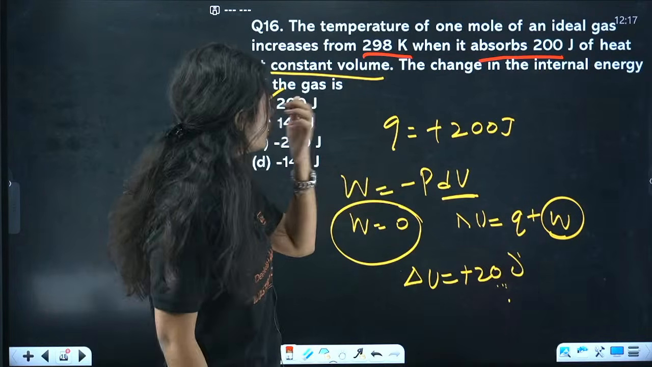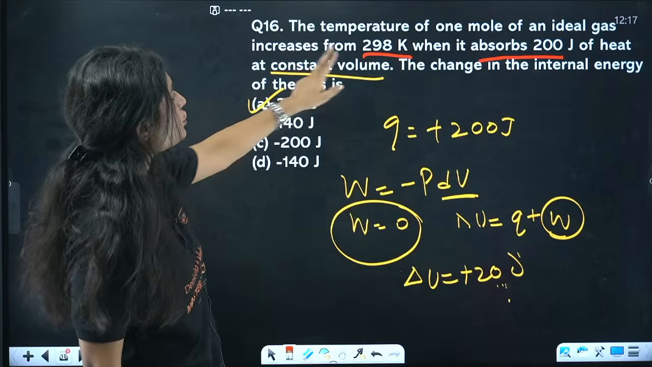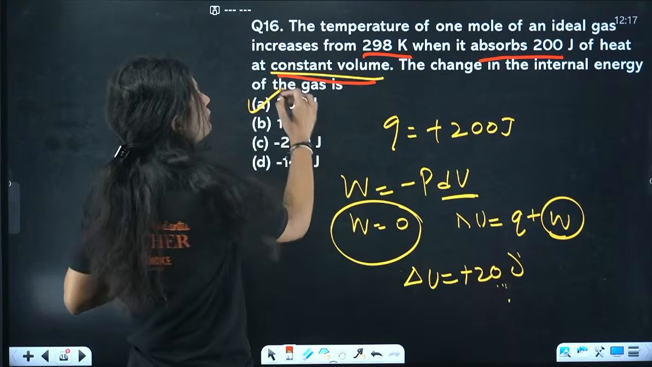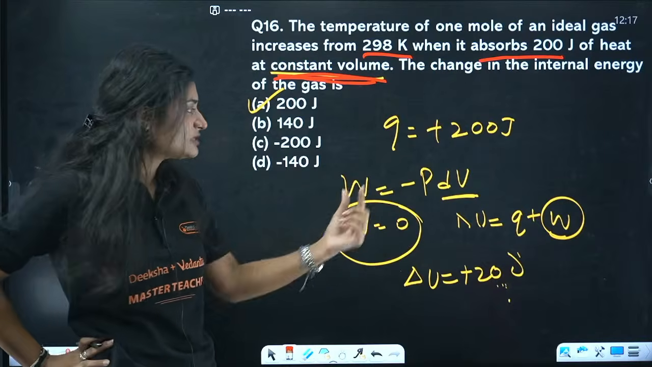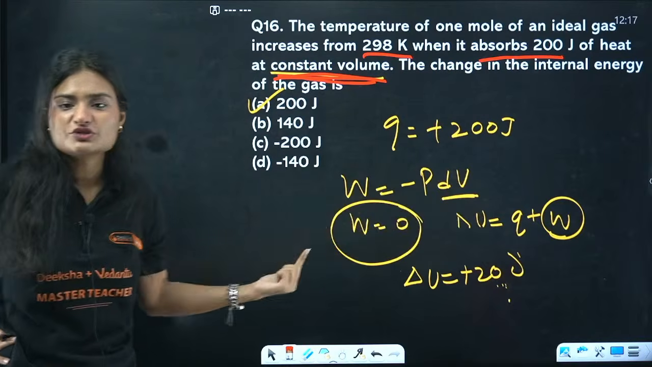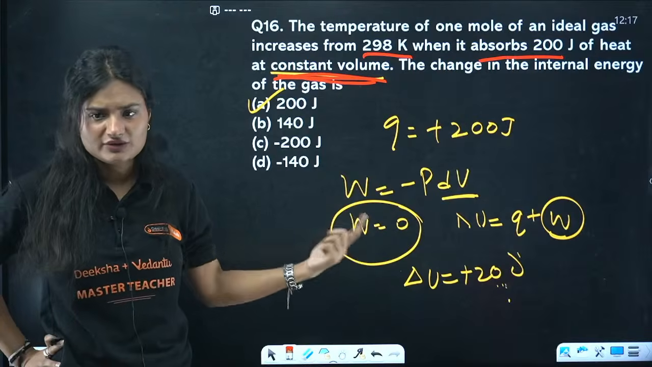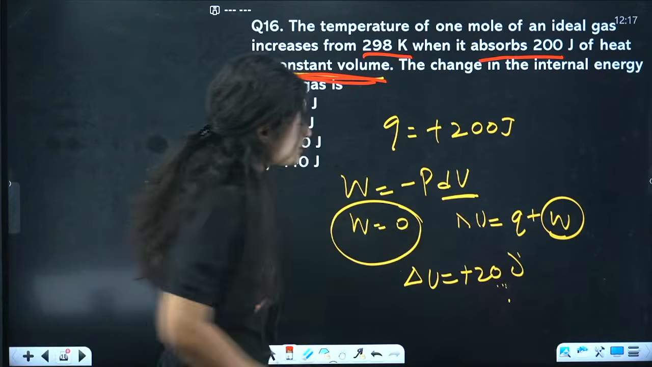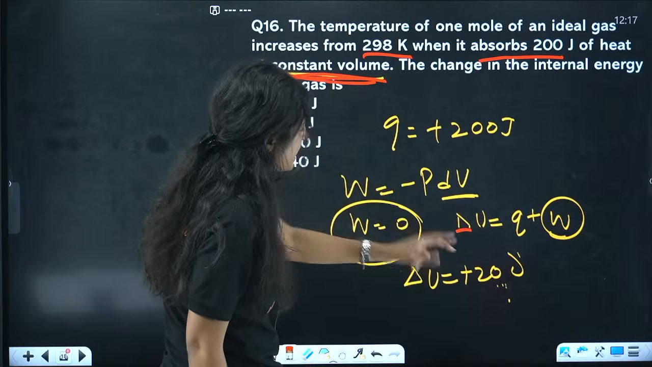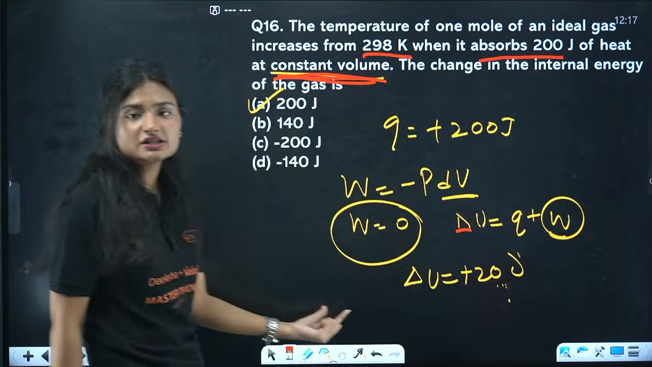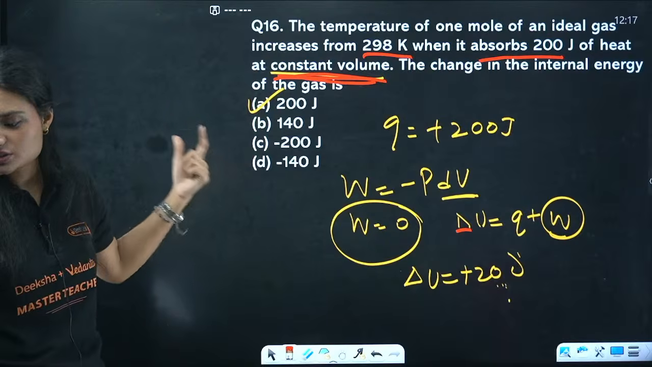This is the heat. How do you calculate the work done? The volume is constant. If volume is constant, that means the work done is 0. Why? Because work done is minus PdV. If the volume change is 0, the work done is 0. Then putting in this expression, delta U equals Q plus W, Q is plus 200 joules, and work done is 0, so the change in internal energy will be 200 joules.